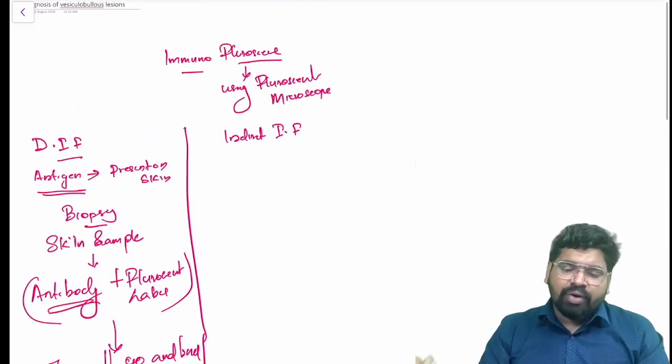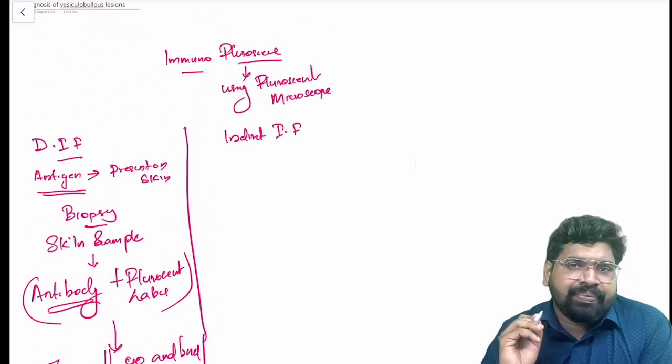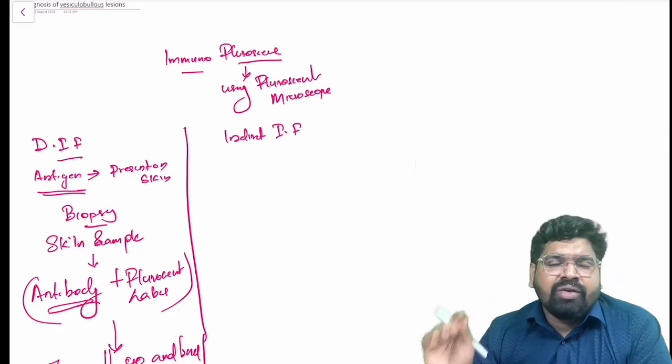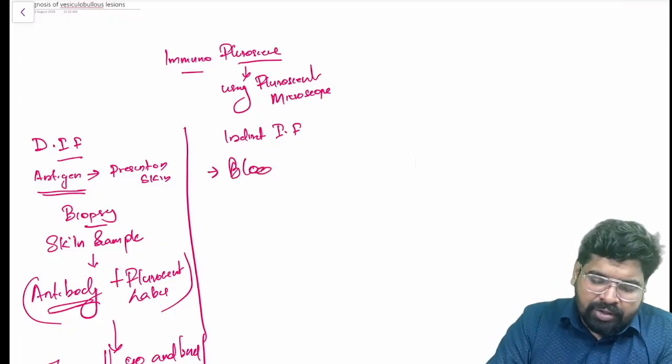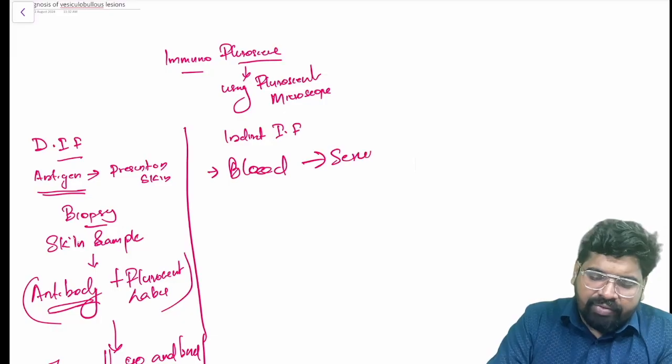Now, what is indirect immunofluorescence? We are not taking the skin, or the tissue sample of the patient. We are going to take the blood of the patient, so we need serum here. We are going to take the serum.